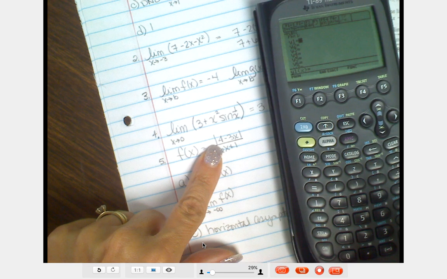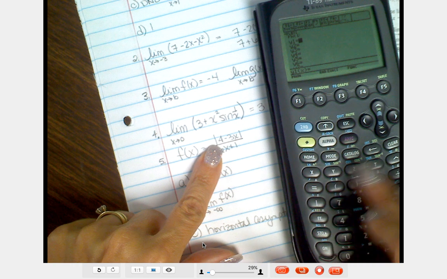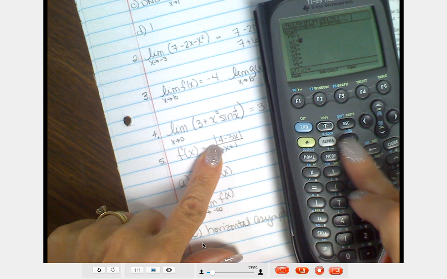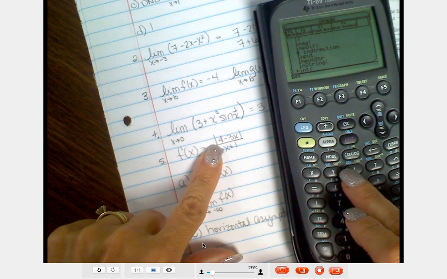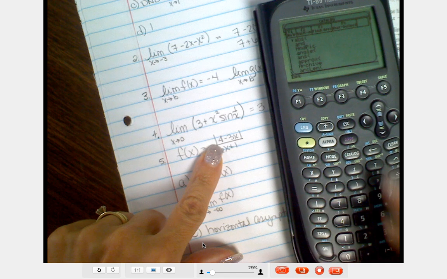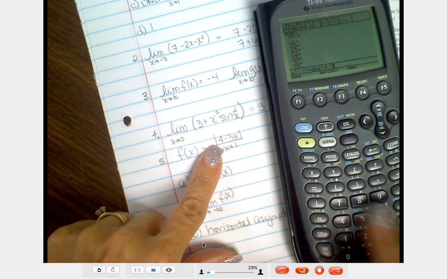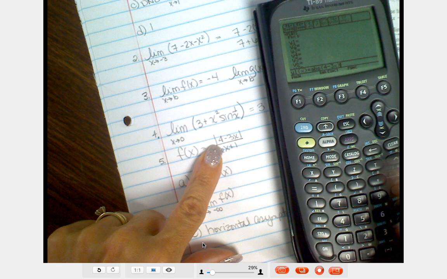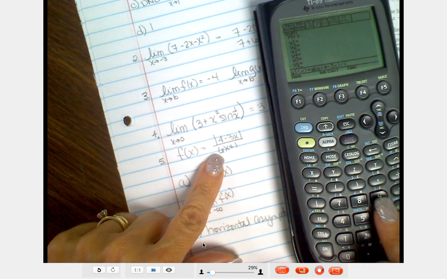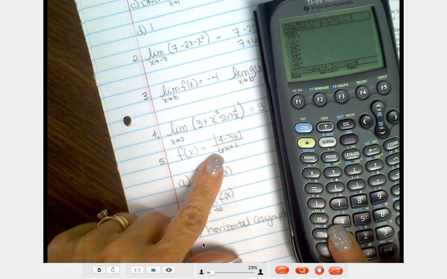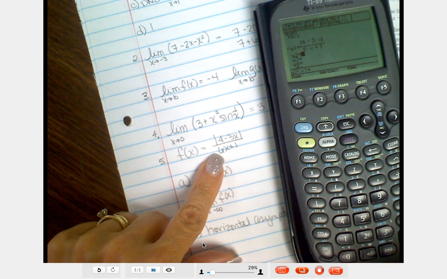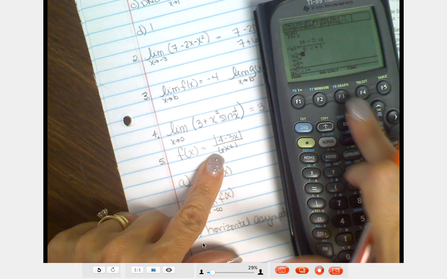All right, we're going to put in our absolute value brackets. I'm going to go to catalog. Y'all can probably find it another way. There's my absolute value. 4 minus 3x, close, divided by, open parentheses again, 6x plus 1. Make sure that that looks right. Okay, now I'm going to graph it.